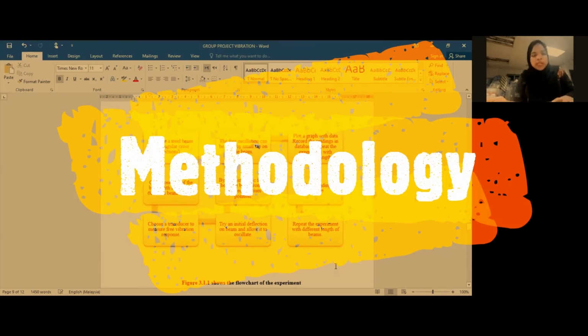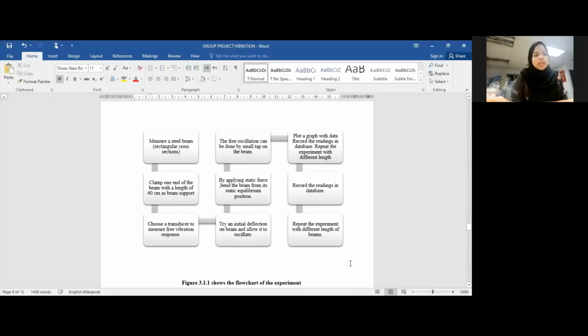So for the methodology part, first of all, we need to plan a flow chart before proceeding to the procedure. First of all, we measure the steel beam, which has a rectangular cross section. We choose 3 different lengths of the steel beam, which are 60 cm, 100 cm, and 140 cm. And then we clamp one end of the 60 cm beam at the beam support. And then we choose a transducer to measure the free vibration response.